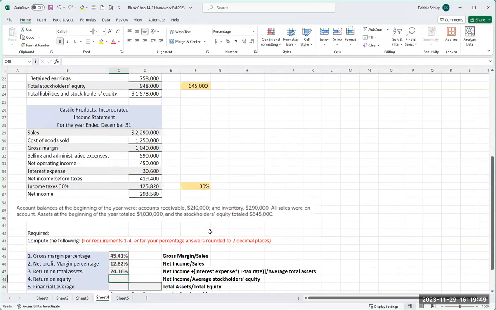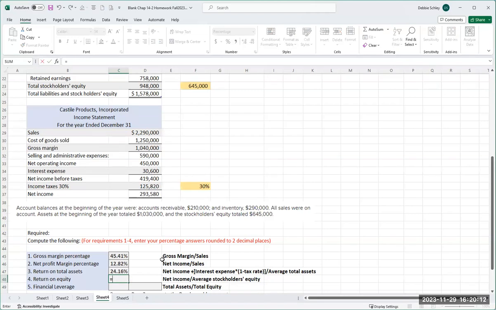You can see why most times I do the average separately just so I can reference it, but it worked. I got all my parentheses right. So net income plus interest expense times 1 minus the tax rate, and all of that divided by average total assets.